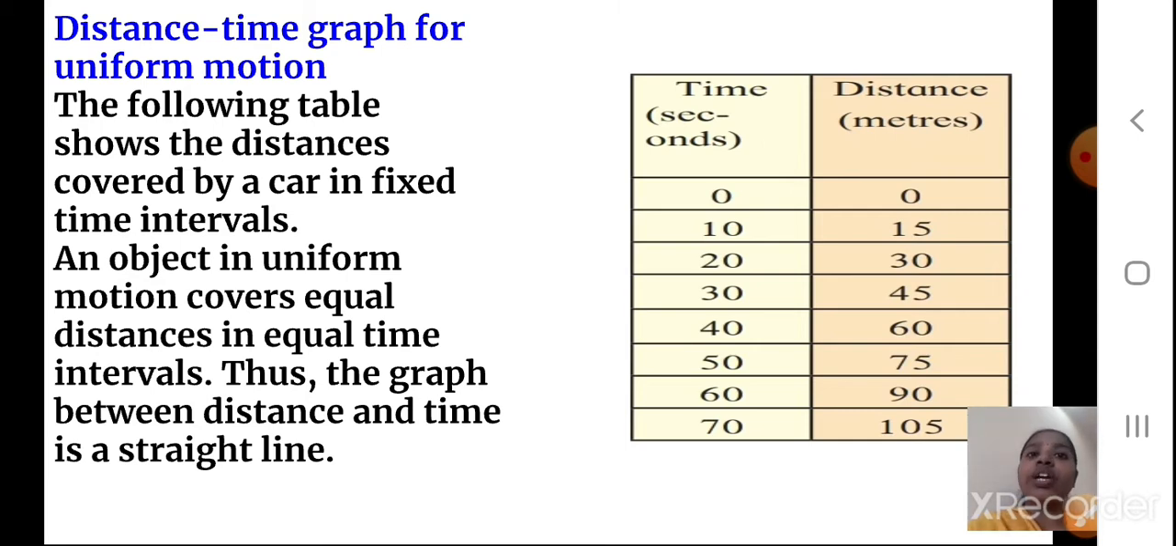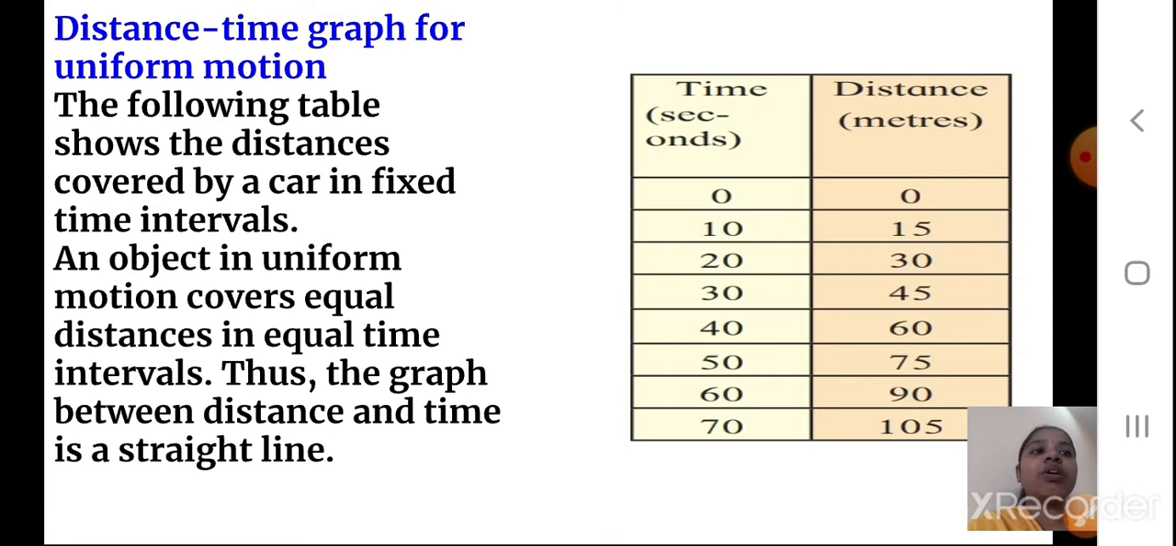The following table shows the distance covered by a car in fixed time intervals. An object in uniform motion covers equal distances in equal time intervals. We have studied that now only. You can see the time interval is also the same here, 10, 15, 20, 30. See how the time is increasing by 10, 10.